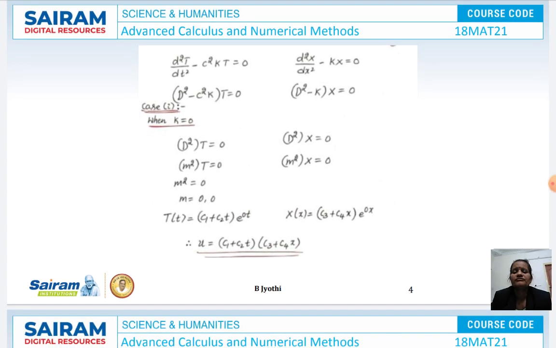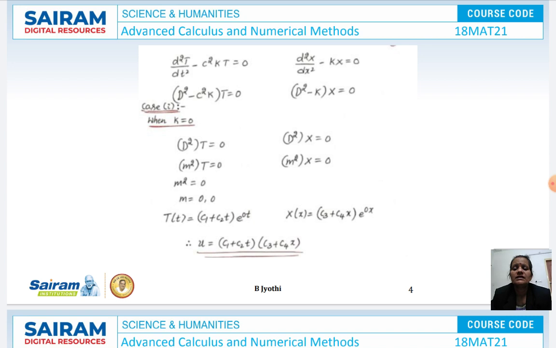Taking that to the left hand side, we get d²T/dt² minus c square kT is equal to 0. Similarly, d²X/dx² minus kX is also equal to 0. That is, writing in the D operator form, we get (D² minus c square k) of T equal to 0 and (D² minus k) of X is equal to 0.